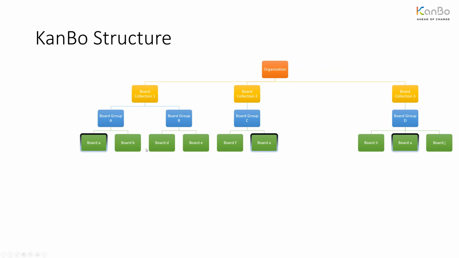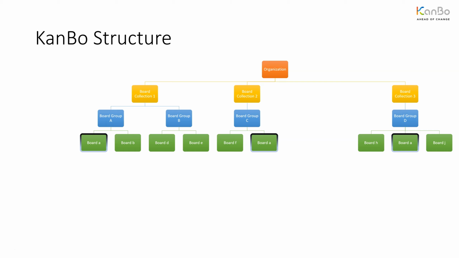But there's one thing that should be mentioned: sometimes you might need to have one board, for example this board A, exist at the same time in different board groups. So I have board A as part of board group A here in board collection 1, but I also have board A as part of board collection 2. And I have it even in board collection 3. It's the same board, but being part of more contexts in the company.